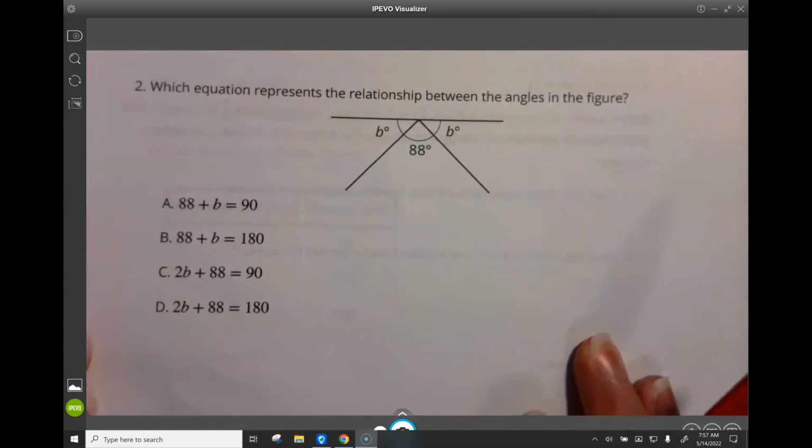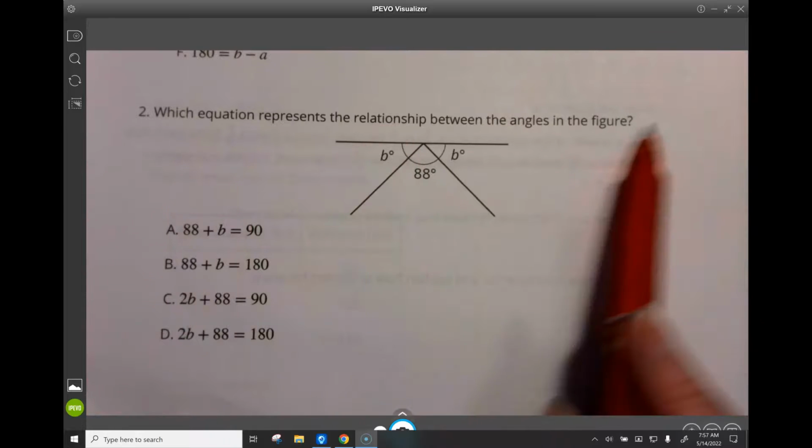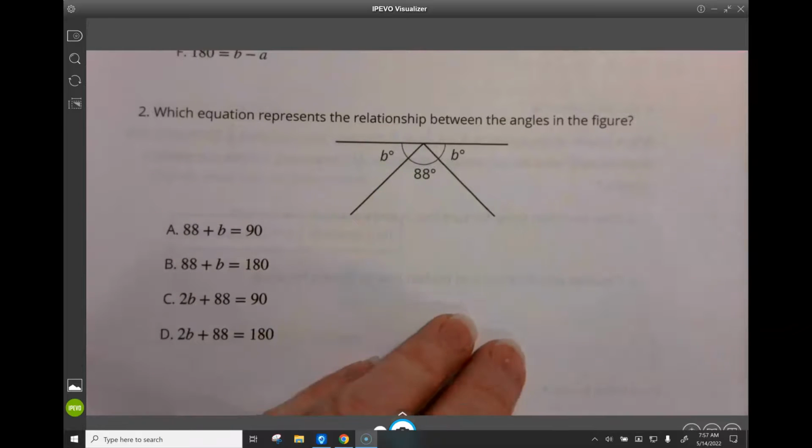Okay, number 2 should be pretty straightforward. We did that one 20 million times. We have to write an equation for this. Look back at your notes if you're not sure on that one.